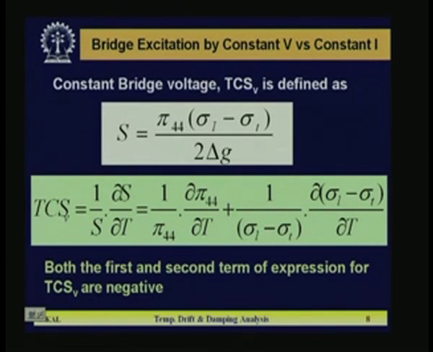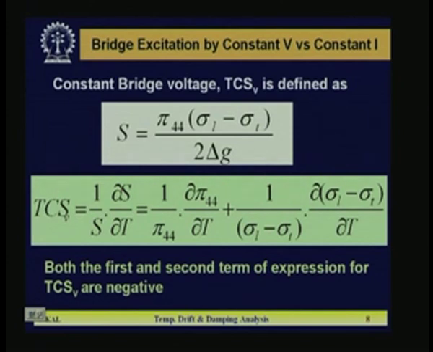Again, another thing is the bridge excitation by constant voltage and constant current. So the Wheatstone bridge which you are exciting, you can excite the bridge by constant current, or you can excite the bridge by constant voltage, both are possible. Now, here also it has been observed that the constant current and constant voltage excitation will not give the same performance. If we compare these two, we will find that one excitation is better than the other, and that has been analyzed here.